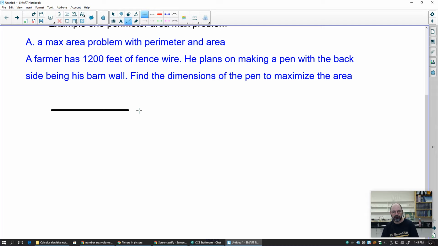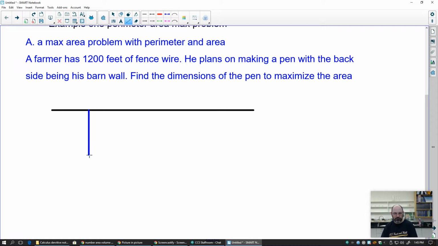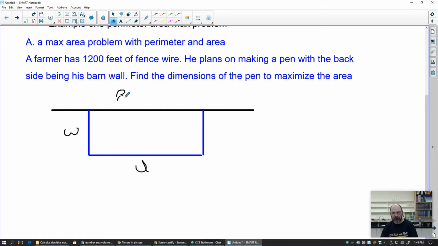So here's a barn. Okay, and then he's going to come out with, let's use a different color here, a fence. It's going to come out like this. And he wants this to be his width, and this to be his length, and this is the barn. Okay, so we know in step 1, we're going to write a perimeter equation for the pen.